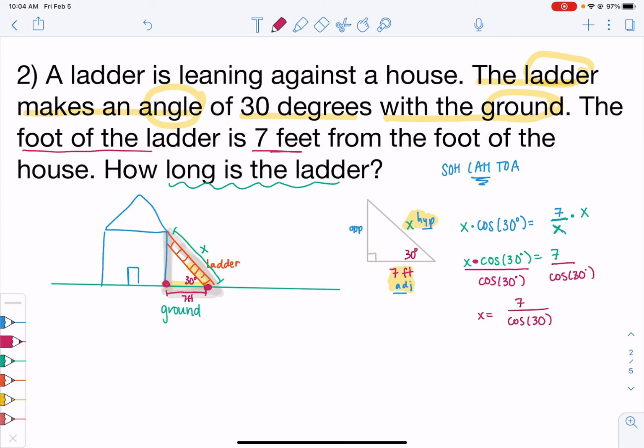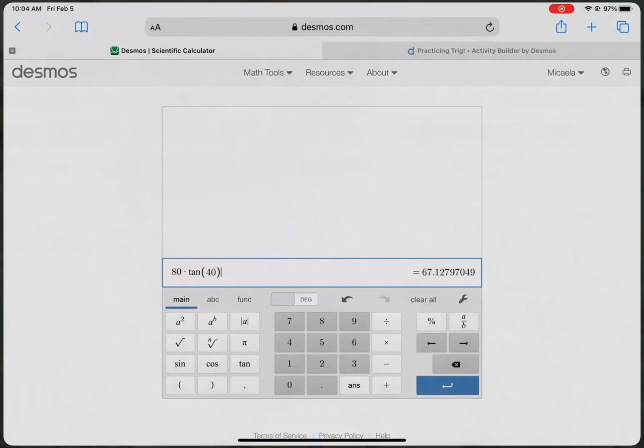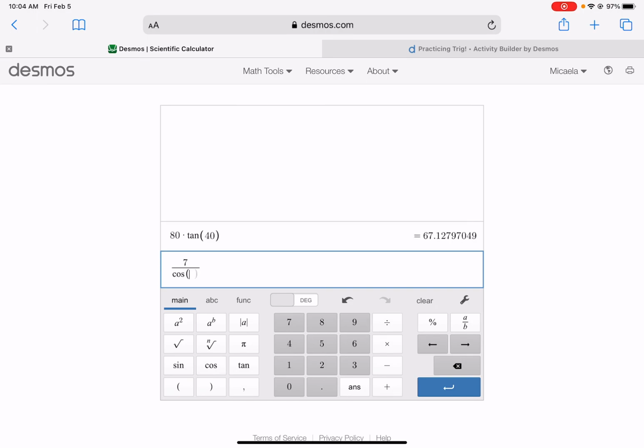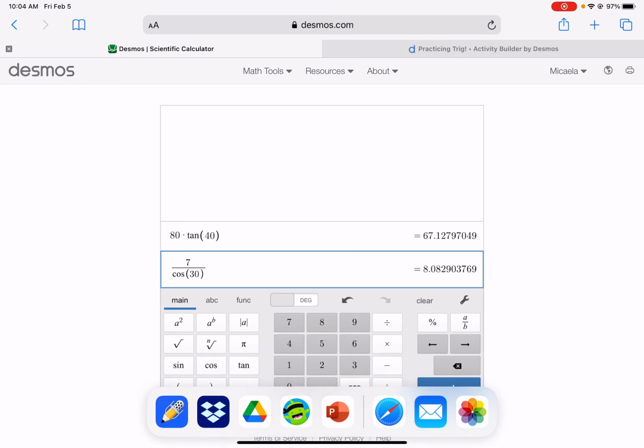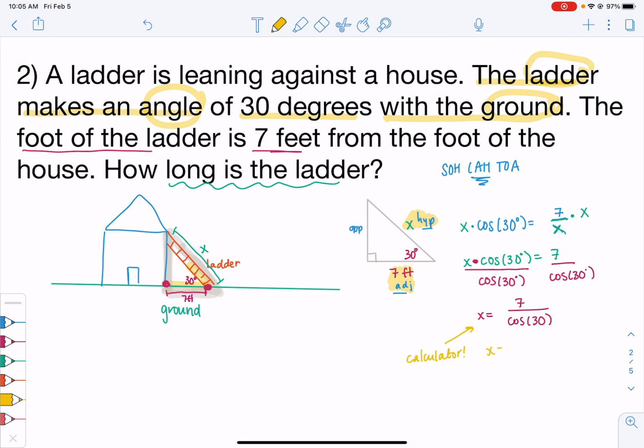Is x alone? Yep. So now we use our calculator. So 7 divided by cosine of 30 is 8.08. X equals 8.08. And then let's write a sentence. The ladder is 8.08 feet long.